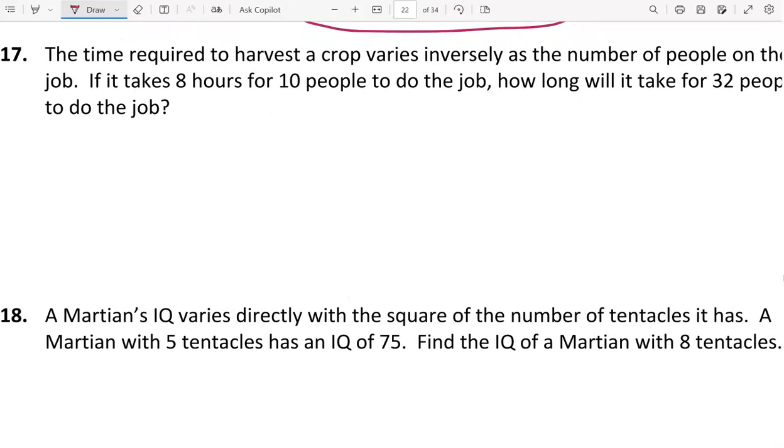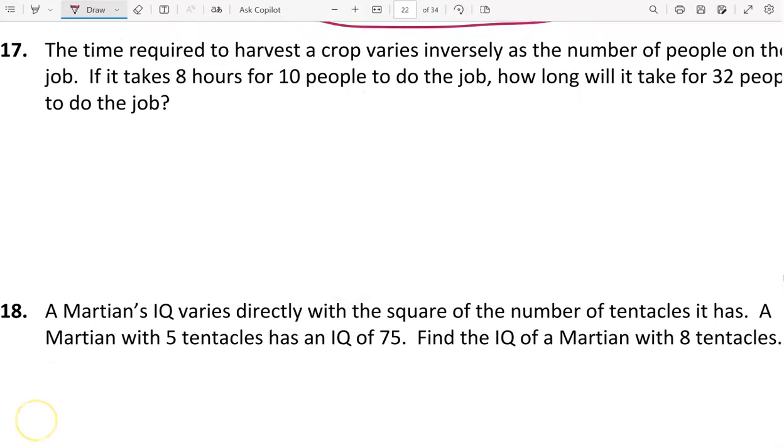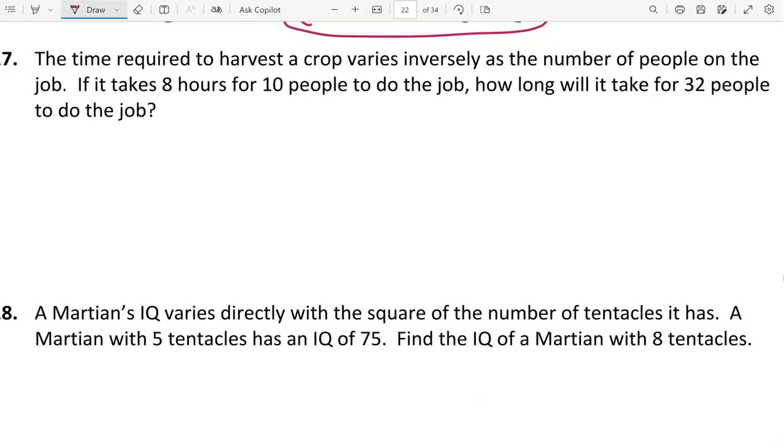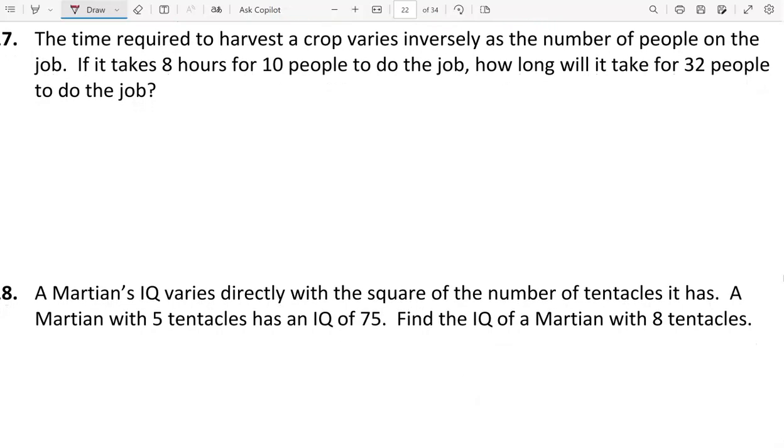In number 17, the time required to harvest a crop varies inversely as the number of people on the job. If it takes 8 hours for 10 people to do the job, how long will it take for 32 people to do the job? So we'll write an equation of variation. So time varies inversely, that means equals k divided by the number of people on the job.